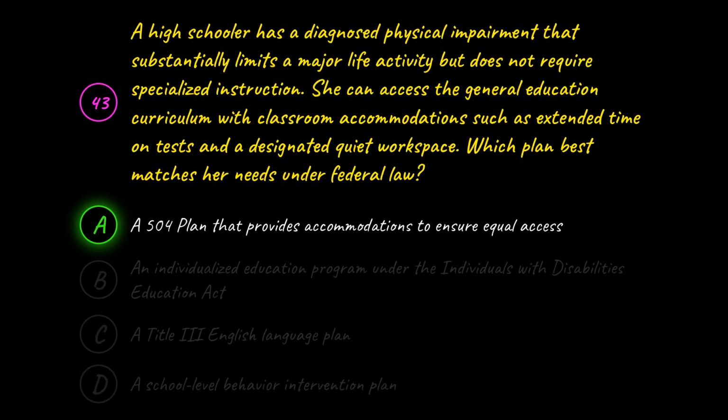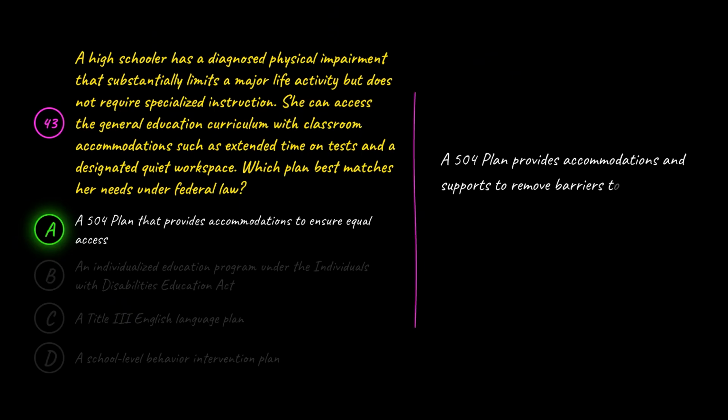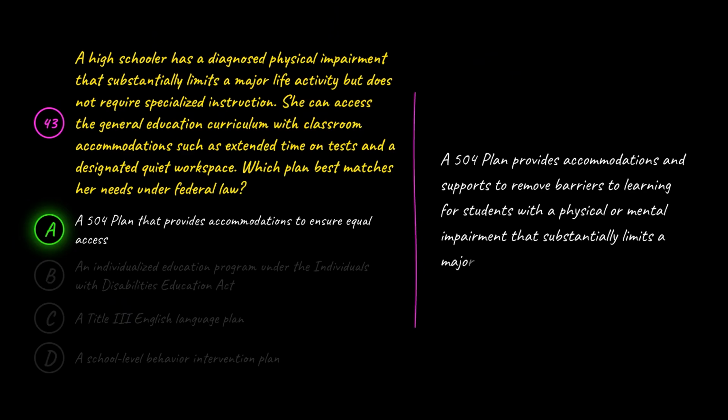The correct answer is A, a 504 plan that provides accommodations to ensure equal access. A is correct because a 504 plan provides accommodations and supports to remove barriers to learning for students with a physical or mental impairment that substantially limits a major life activity without requiring specialized instruction. Extended time and a quiet workspace are exactly the kind of accommodations the plan delivers.